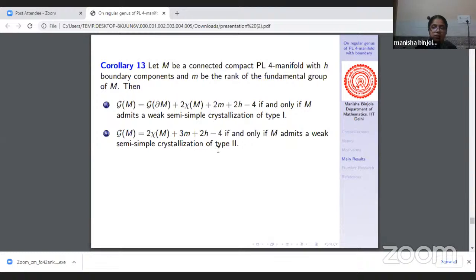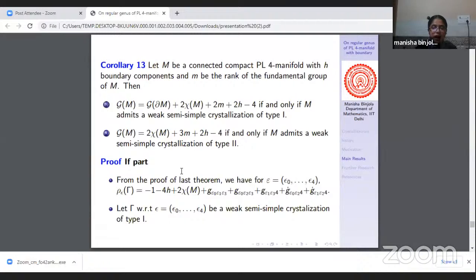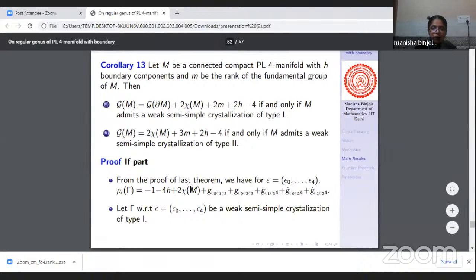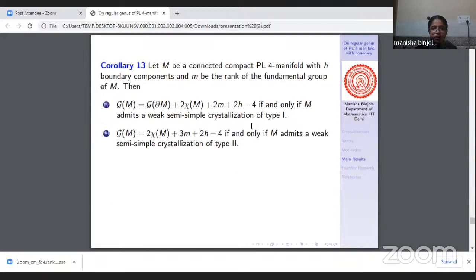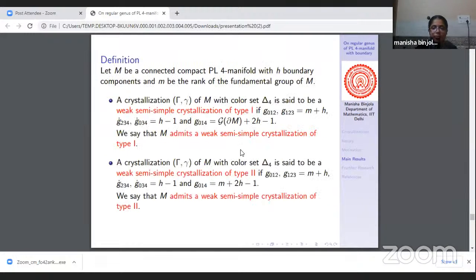Okay? So these two parts are the lower bounds for regular genus from the last proof. Okay? So this is our corollary. From the proof of the last theorem, and it's nothing but lemma 11. Yes. So rho epsilon gamma equals this. Now what we do, first we prove the if part. Suppose we have M admits a weak semi-simple crystallization. This means from the definition, we have a gamma which satisfies these conditions.